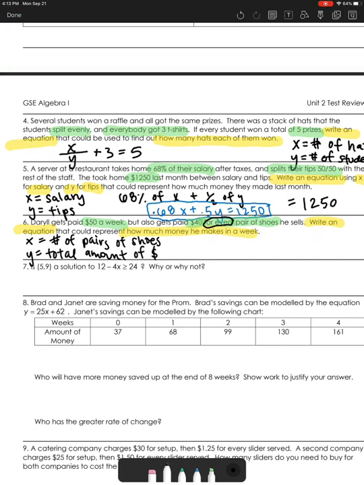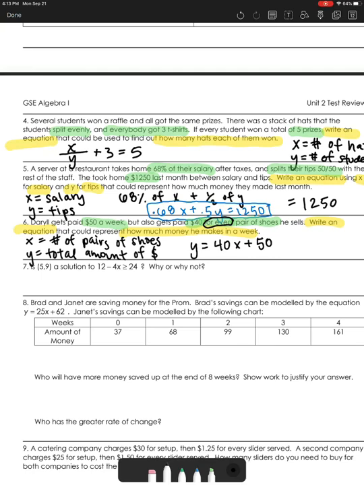Okay? And so this $50 a week doesn't change. He could sell 0 shoes that week and still make $50. So the total amount of money he's going to make is going to be $40 times the amount of pairs of shoes he sells plus $50. Because no matter how many pairs of shoes he sells, he will make that $50.